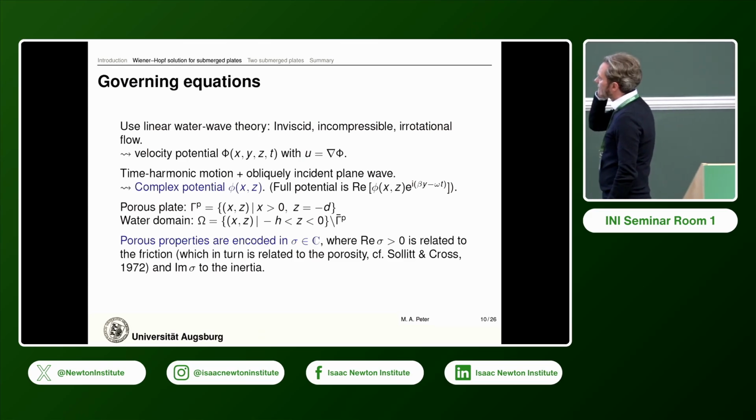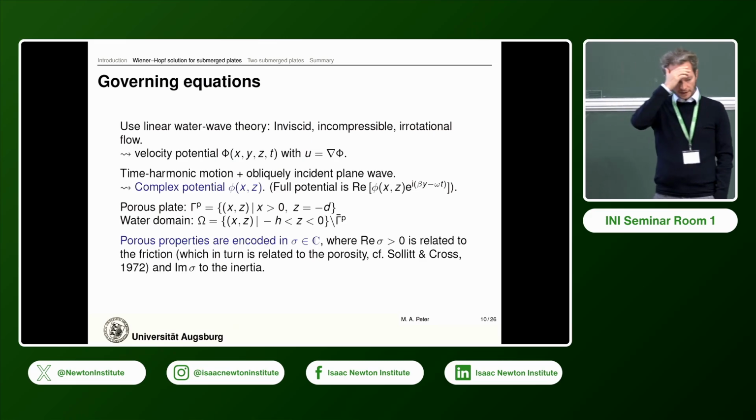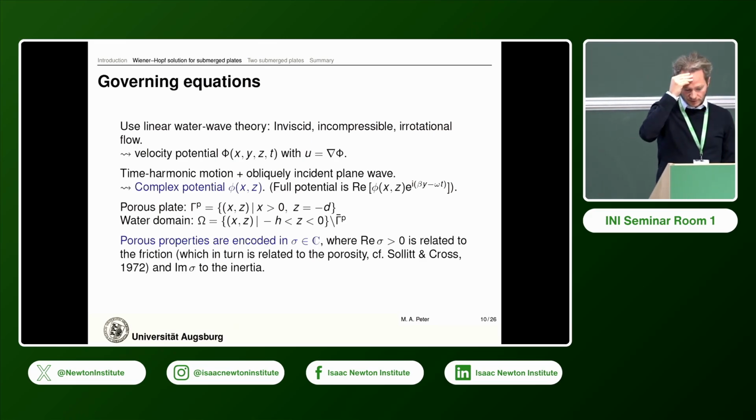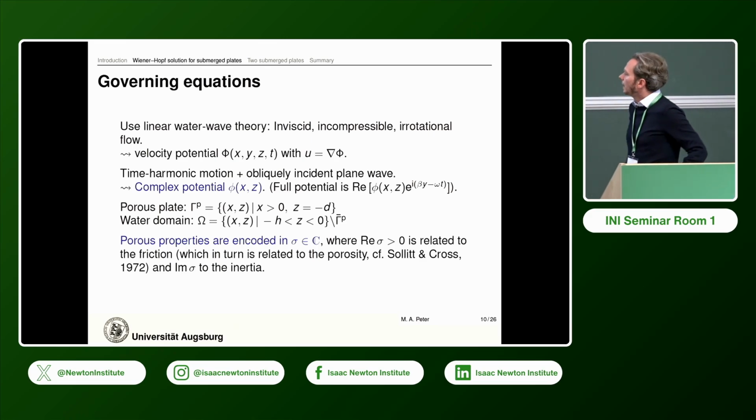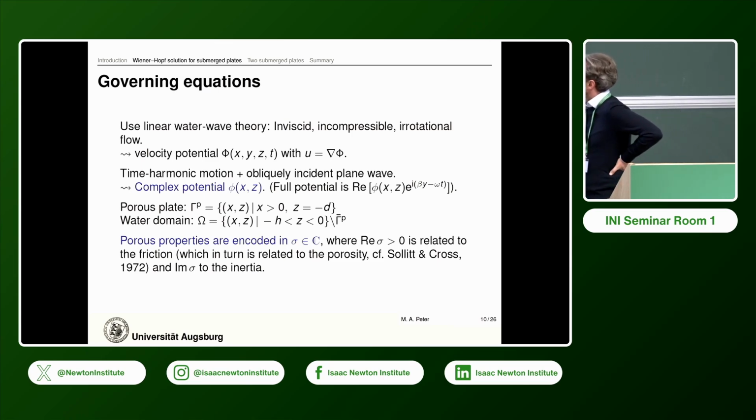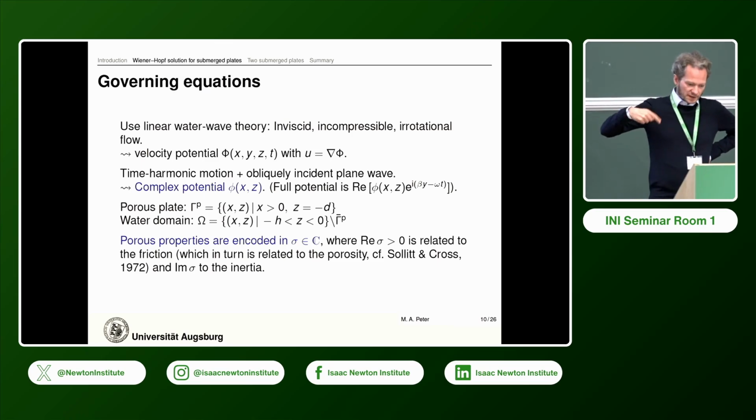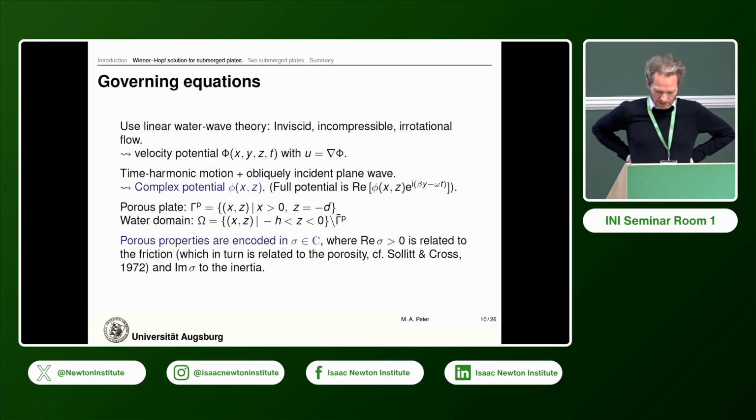And the porosity properties, there are reasonably classic models for how to incorporate that. You can encode it all in a parameter sigma, which is complex, where the real part is related to the friction. There's basically Darcy's law involved in that. So that's where the actual geometric porosity comes in. And then if you want to take into account the inertia, you can do that through the imaginary part of sigma.